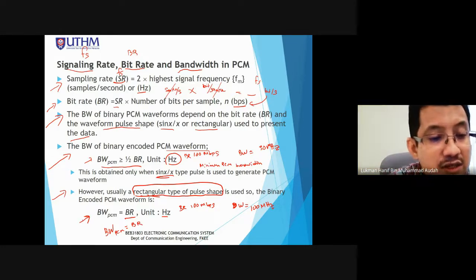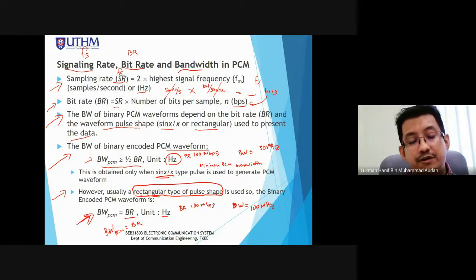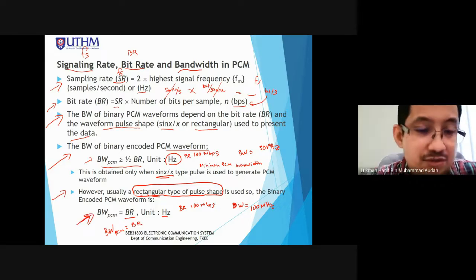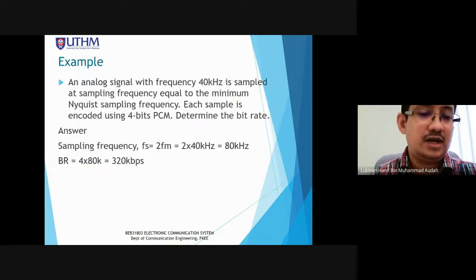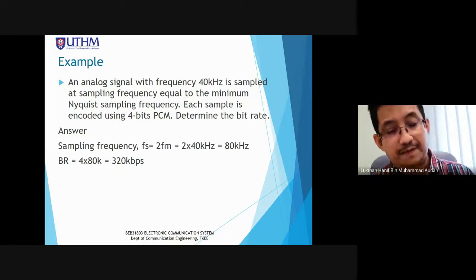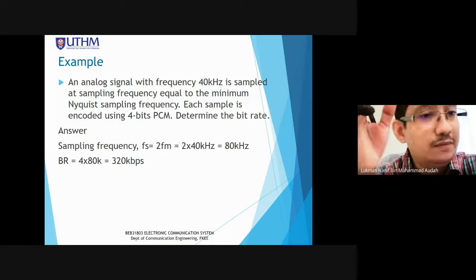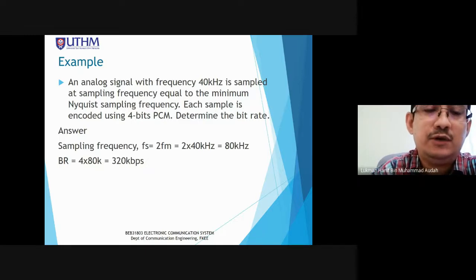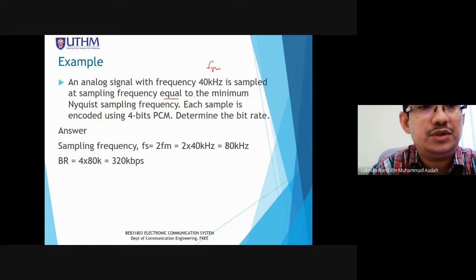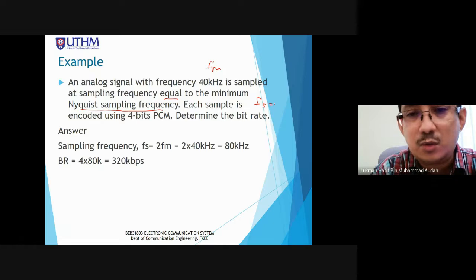Pada kebiasaannya kita akan menggunakan yang bawah inilah. Sorry, bandwidth of PCM equal to bitrate. Okay. Ada example kita akan lihat. Okay. So, in this example, dalam example ini, an analog signal with a frequency of 40 kHz is sampled. This is FM. Is sampled at sampling frequency equal to the minimum Nyquist sampling frequency. Maknanya kita sample pada Fs equal to 2 FM.